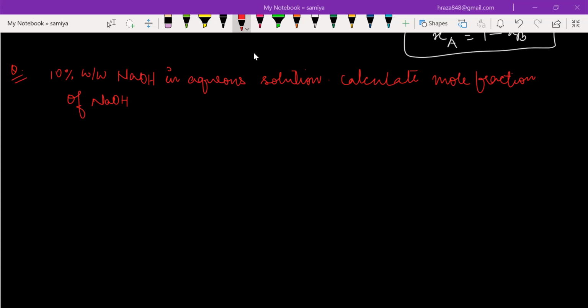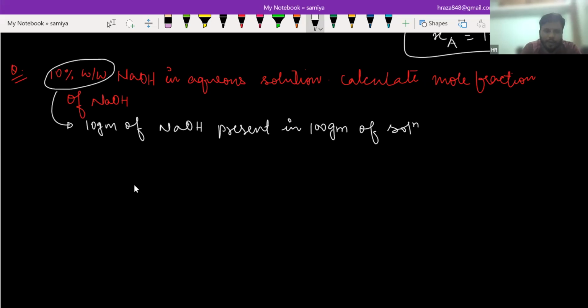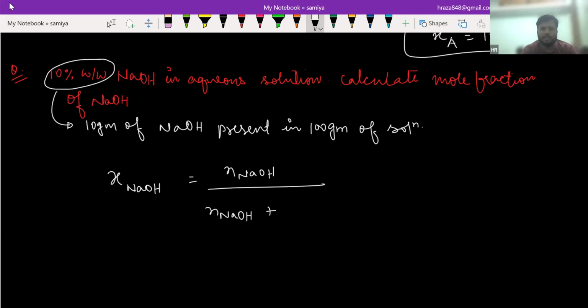Sir, is it 0.11? 0.1. Just let me check. 10% weight by weight. That means 10 gram of NaOH present in 100 gram of solution, right? And we need to calculate mole fraction of NaOH, that is number of moles of NaOH upon number of moles of NaOH plus number of moles of solvent. Since it is solution, NaOH is the solute.